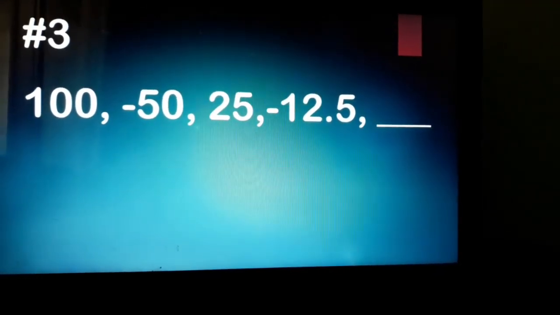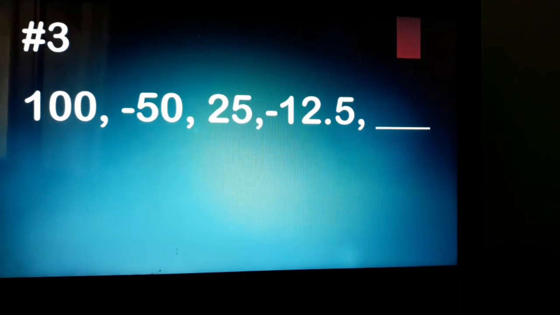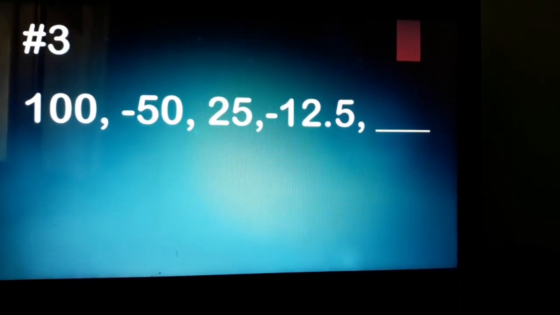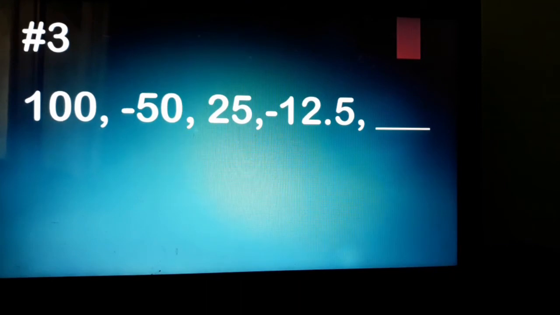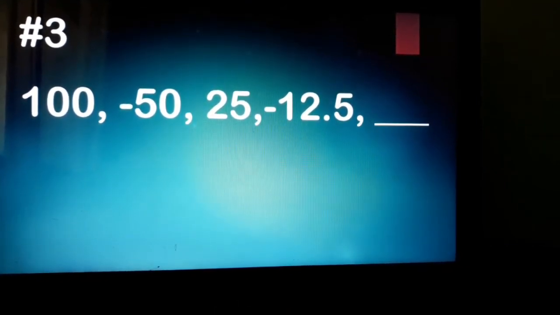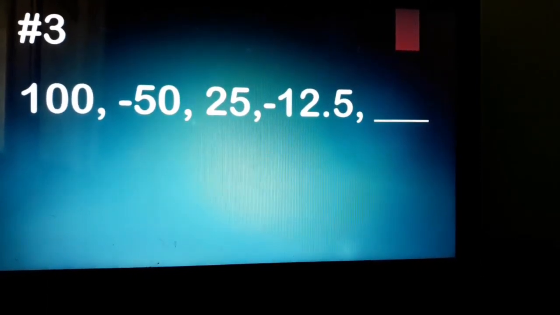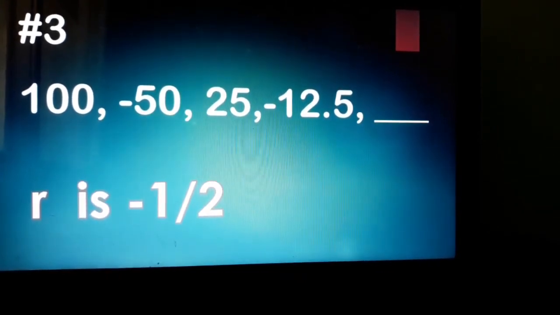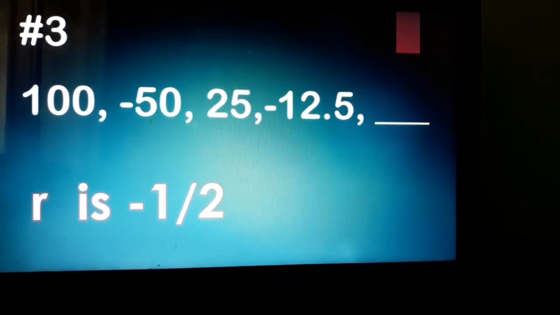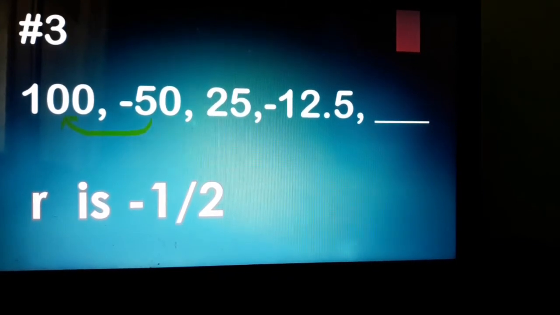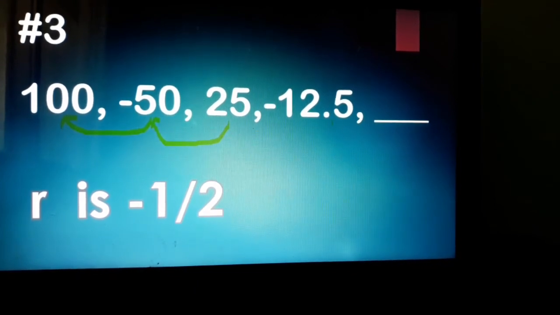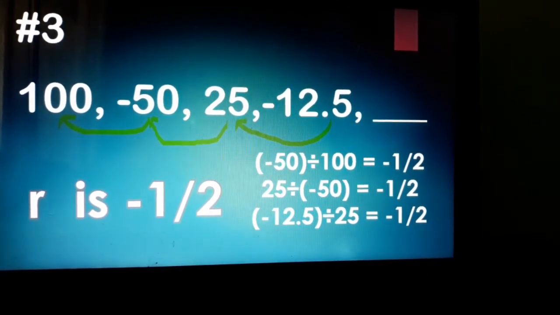Number 3. 100, negative 50, 25, negative 12.5. So, notice na yung pattern nito. Isang positive, negative, positive, negative. Ano kaya yung susunod na term? So, first is, para mahanap natin yung last term dito, let's look for the common ratio. So, common ratio natin is negative 1/2. Paano yun nakuha? So, negative 50 divide by 100, 25 divide mo by negative 50. Negative 12.5 divide by 25. Sagot nun ay negative 1/2.